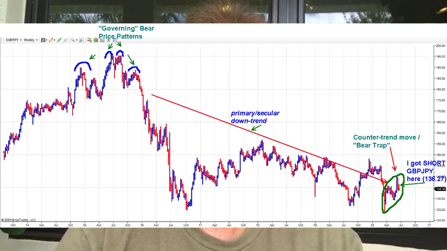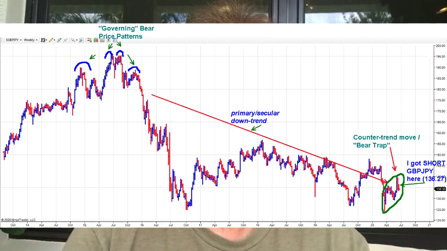Ever since we saw the governing double top and head and shoulders price pattern at about 195 in pound versus yen, those patterns indicated the future trajectory, which was lower. And now, for the last 3-4 years, we've been just bouncing between 120 and 160. But that's exactly what these things are: bounces within a long-term secular downtrend.